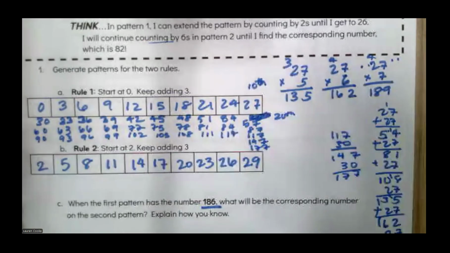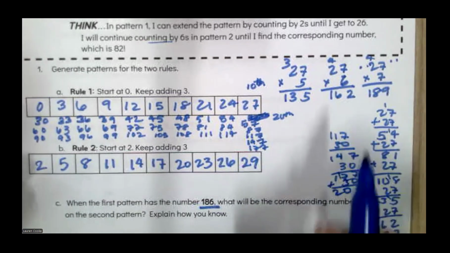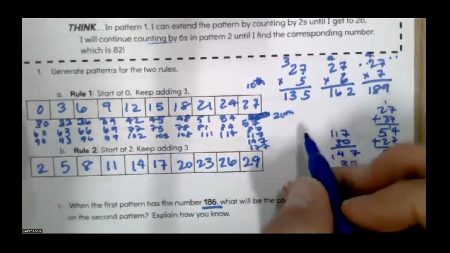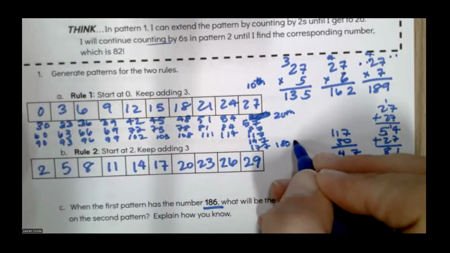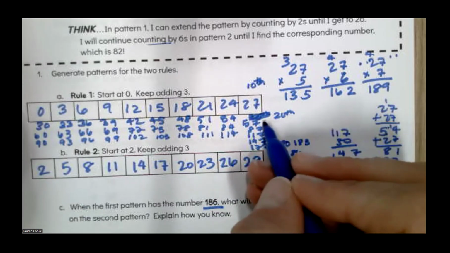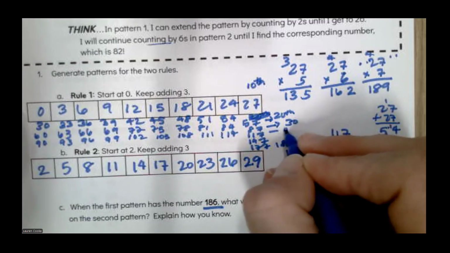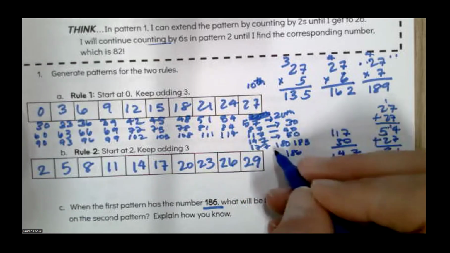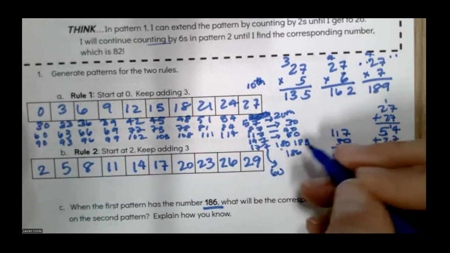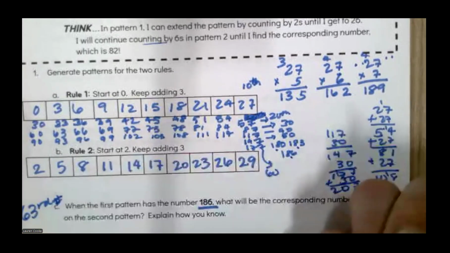And plus 30. Okay, well, let's go from 177 to 180, 183, and then 186. So I've gone my 20th, 20, 30, 40, 50, 60, 61, 62, 63. It's the 63rd number.